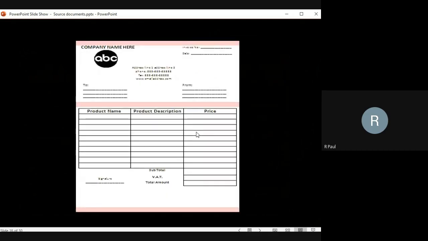This example contains the invoice number at the top, the date, the name of the business to the left-hand side. This is just an example of an invoice: the address, to, from, product name, product description, the price, and the total. And they have a space for a signature or maybe a company stamp.